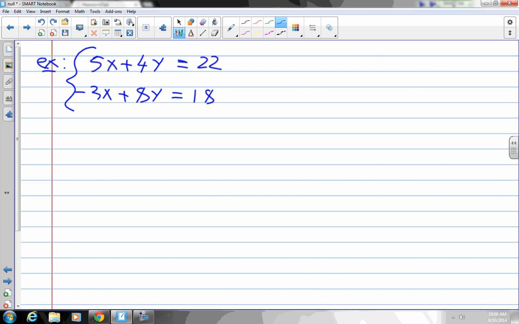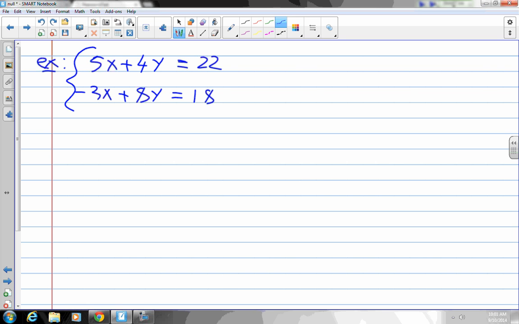And the way you kill a variable, because again, remember, there are two things you can do to an equation: you can add equal parts, or you can multiply by the same number. So you can play with multiplying both equations by some numbers so that one of the variables has the same coefficient with opposite signs. If you think about this, one variable has coefficients 5 and 3. The other one has coefficients 4 and 8.